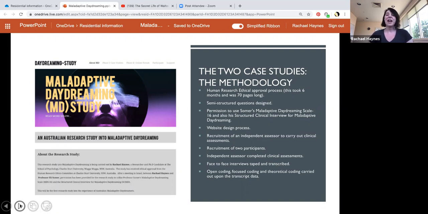Let me point out that I didn't carry out the clinical interview. An independent assessor did, and she actually used those two tools. But I had permission for her to do that.